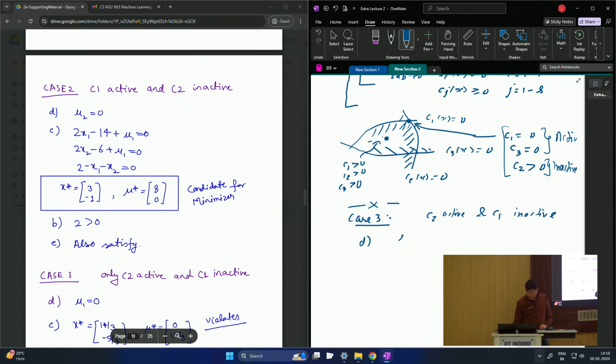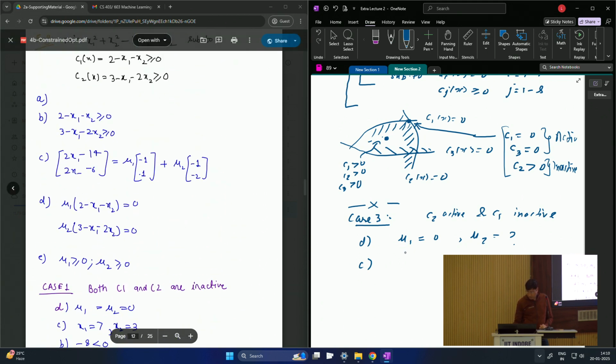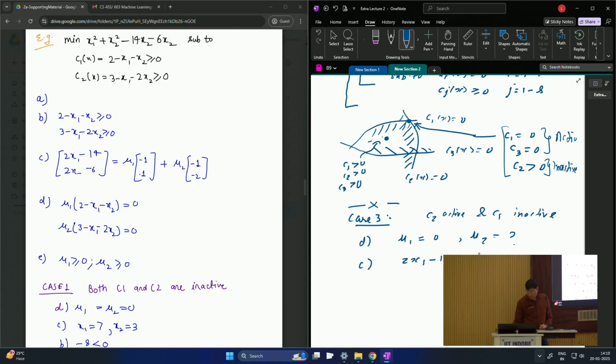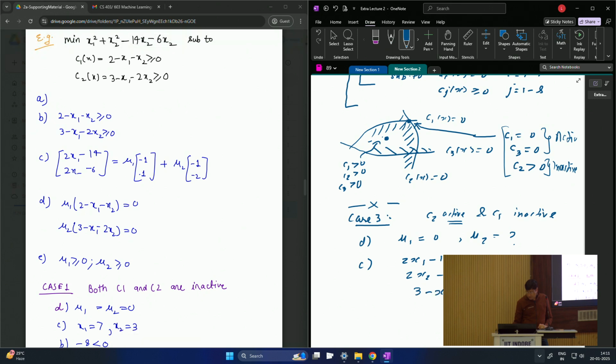So from the D condition, we get mu1 is equal to 0, mu2 could be anything. Then we go to the C condition. The C condition was, so we'll put mu1 equal to 0. So we'll put 2x1 minus 14 is equal to minus mu2. 2x2 minus 6 is equal to minus 2 mu2. And since C2 is active, we also have 3 minus x1 minus 2x2 equal to 0. Correct? Everybody with me? Can you solve for this and tell me what you get?